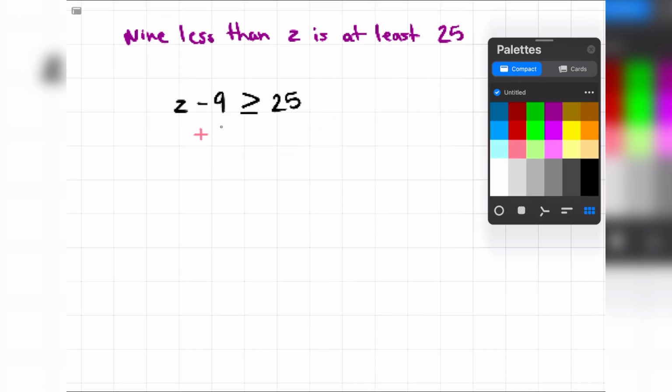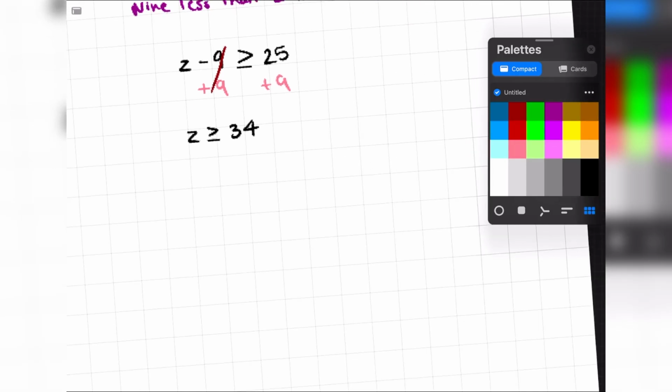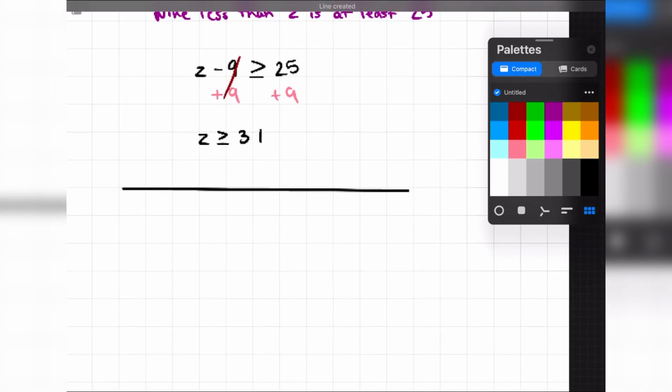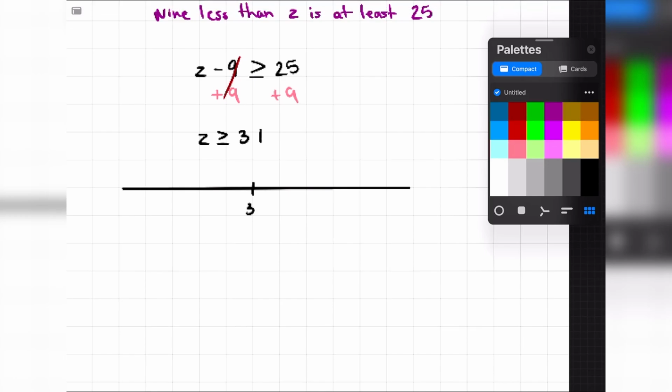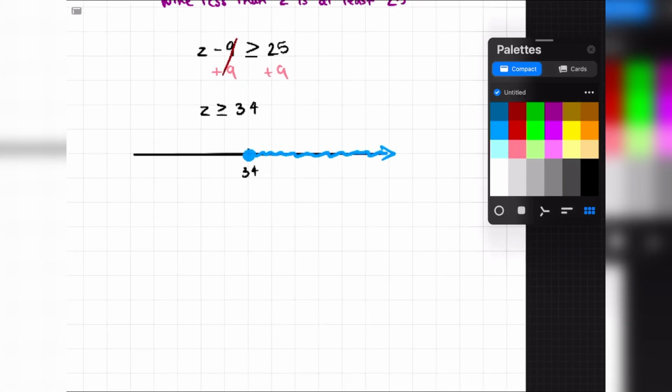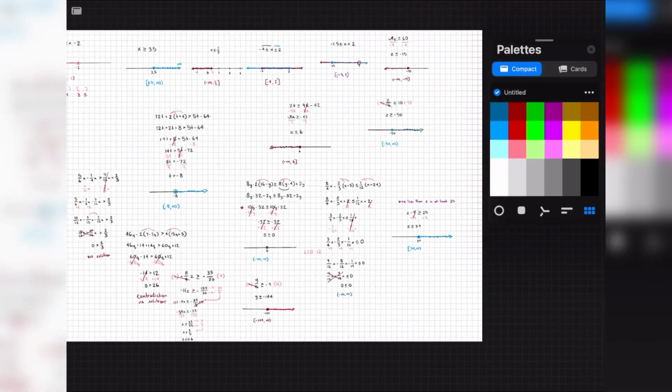First step we're going to do is just solve like anything we did everywhere else before, and then we get something simple: z greater than or equal to 34. That's your answer. And you would just draw that, no, that's a 34. Z is greater than, so all of this, and then a circle. The inequality notation solution is going to be bracket 34 to infinity. And that'll be pretty much everything for this section.